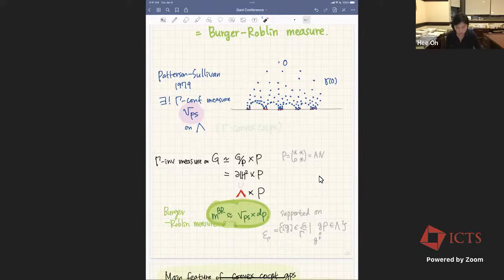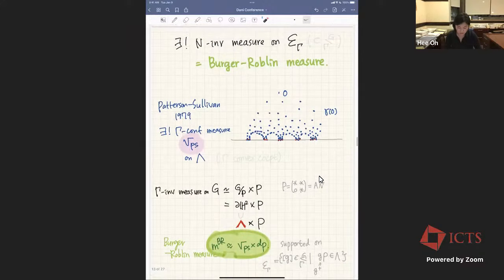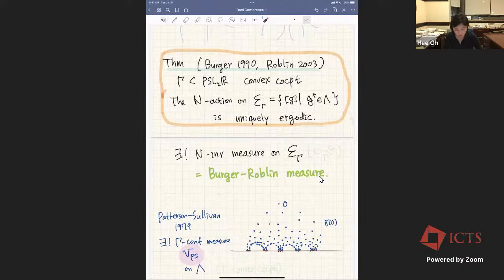Okay? So this is the Burger-Roblin measure, and then again, the unique ergodicity theorem of Burger-Roblin is that this measure is the unique N invariant measure supported on this E sub gamma.